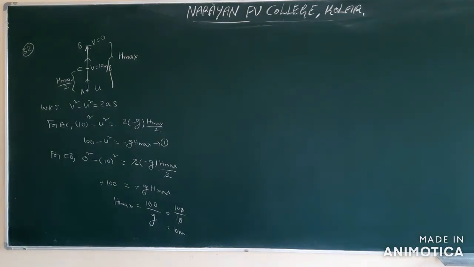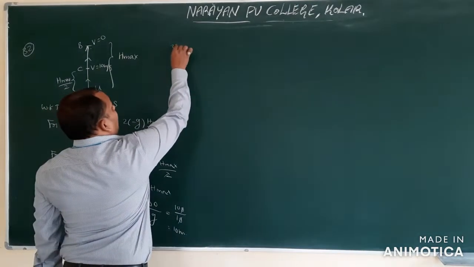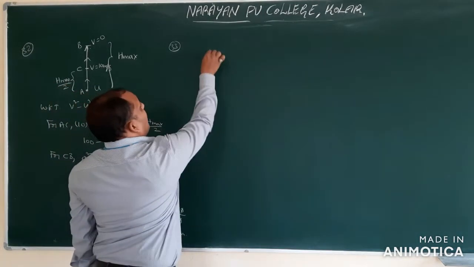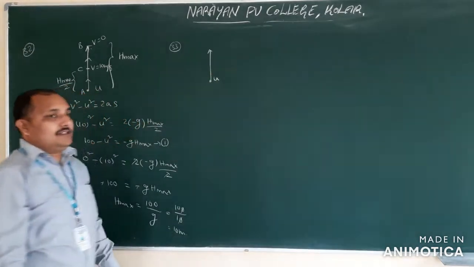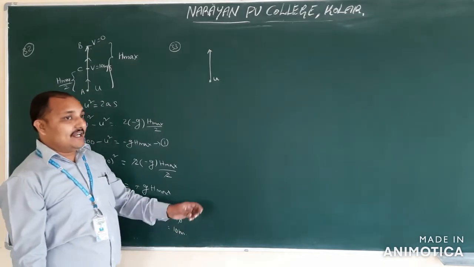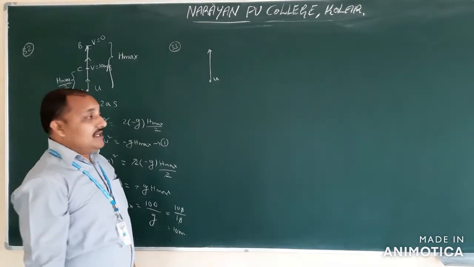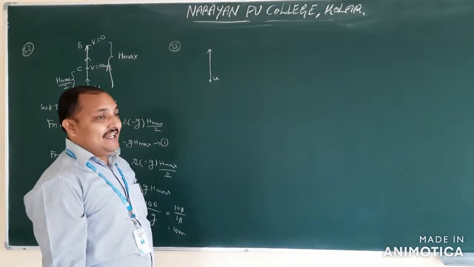Read carefully. A stone is thrown vertically upwards such that the distance traveled by it in the third and fourth seconds are equal. What is the maximum height attained by the stone? See, a stone is thrown vertically upwards. In that, they didn't give any value. A stone is thrown vertically upwards with some initial velocity. They gave one data. The distance covered in third and fourth second will be equal.